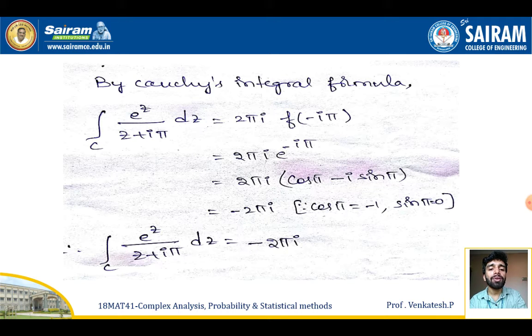Sin pi is 0 and cos pi is minus 1. The solution will be minus 2 pi i. So the integration over the region C, e power z by z plus i pi dz, is minus 2 pi i for the curve mod z is equal to 2 pi.